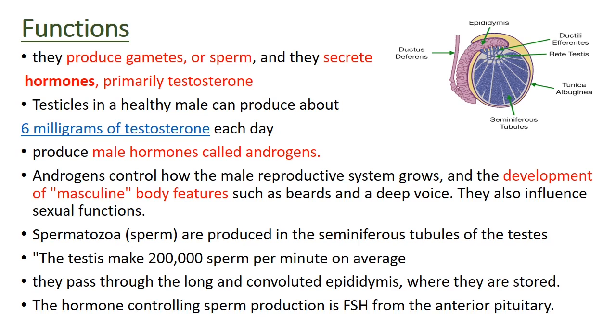Now where are they stored? In the epididymis, that is the convoluted loop. The hormone controlling sperm production is the follicle stimulating hormone, which is released from the anterior pituitary. So these are the functions of the testes. Now we'll see the next slide.